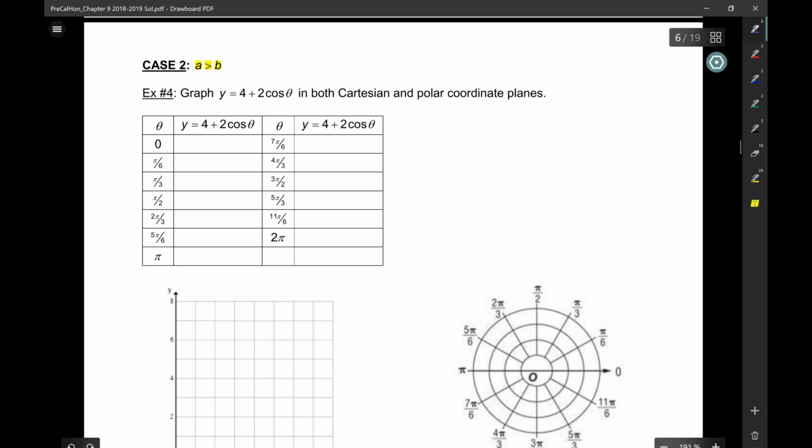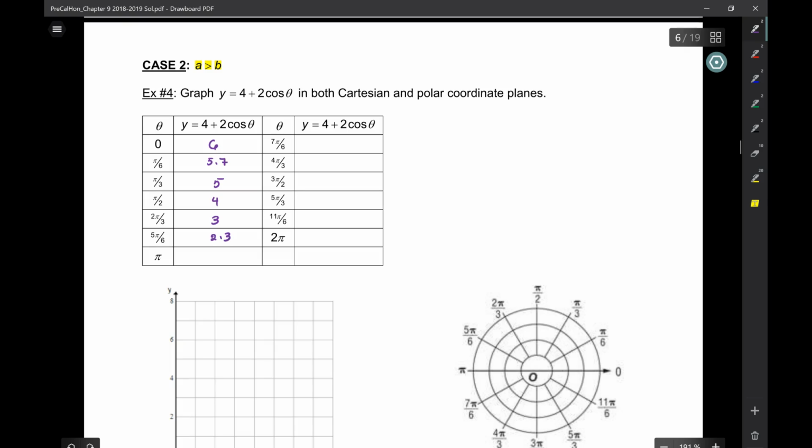So here, 2 cosine 0, cosine of 0 is 1. So this is a 6. And then at pi over 6, it's 5.7. At pi over 3, it's going to be a 5, because cosine of pi over 3 is 1/2, times 2 plus 4 is a 5. Pi over 2, what's cosine of pi over 2? Not 2 over 2. 0. So it's just 4.